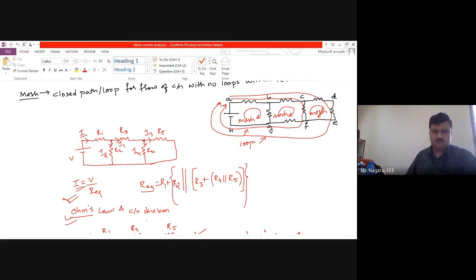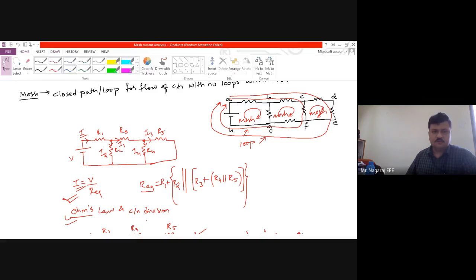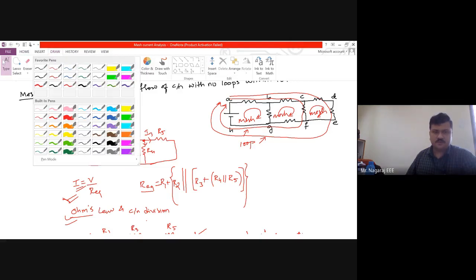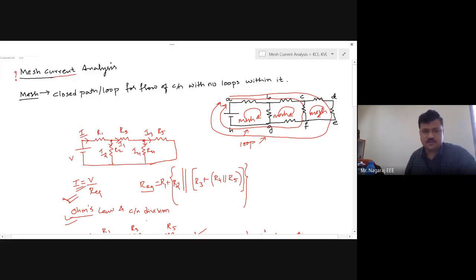Okay. So in the last class, we started with the mesh current analysis, and there we saw what is KVL, KCL. We haven't seen KVL yet completely. We just defined what is Kirchhoff's current law, and we understood what is the necessity of going for this mesh current analysis or any other analysis hereafter we do.